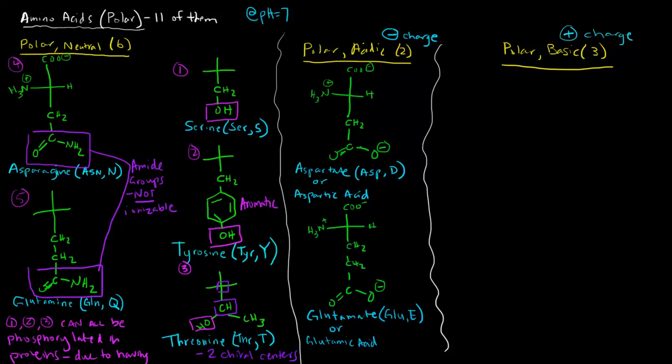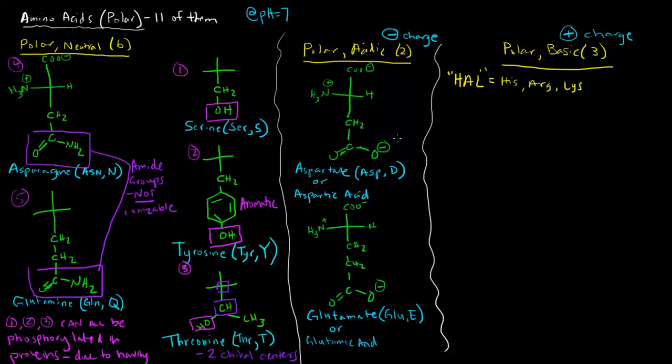The way I remember the polar basic ones is I think HAL. So HAL is a pretty basic name. So the three basic amino acids are histidine, arginine, and lysine. If that helps, just to help you remember the three basic amino acids. Now these aren't the one-letter codes. This is just to help you remember the names.